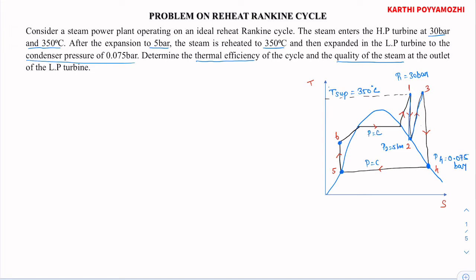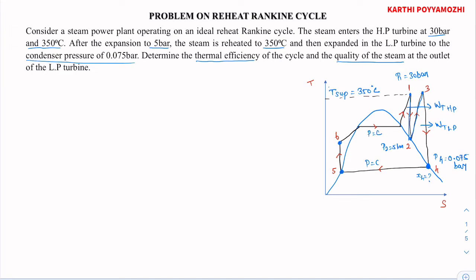Therefore, this is the work done by the turbine at the low pressure, and 1 to 2 is the work done by the turbine at high pressure. That is, this is the high pressure turbine and 3 to 4 is the low pressure turbine. With this data, we have to find the thermal efficiency of the cycle and the quality of the steam at the outlet of the low pressure turbine. Quality of the steam is nothing but the dryness fraction at the state point 4. At the state point 4, we have to find x4.